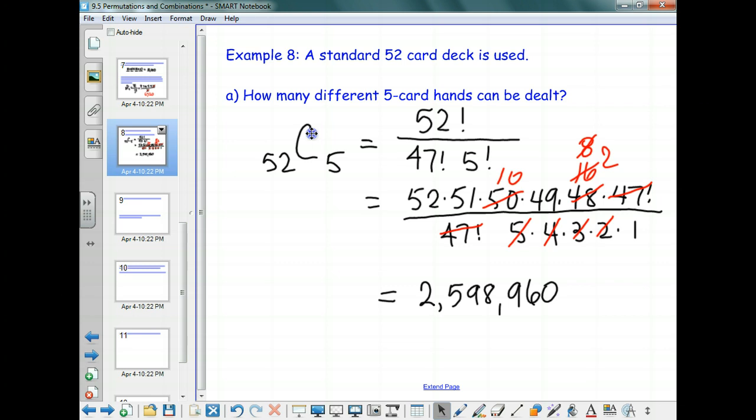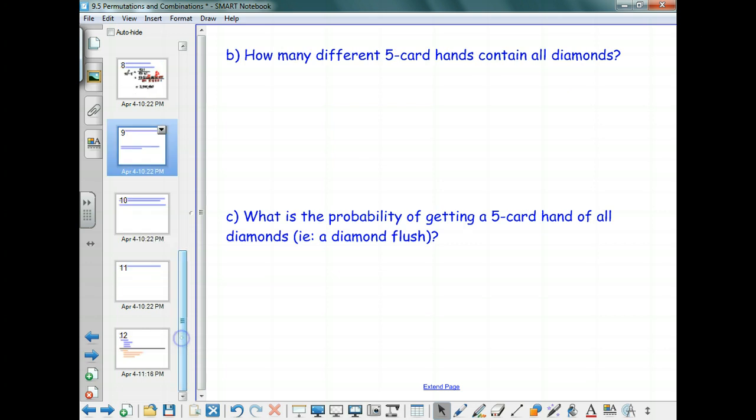Let's try a couple others that are about this hand of cards. How many different 5-card hands would have all diamonds? What would you have to do for that? Change the number that you would choose from. Change the number you can choose from. Who's going to volunteer for me? Everybody's going to tell you what you have to write. You don't have to do that. Great.